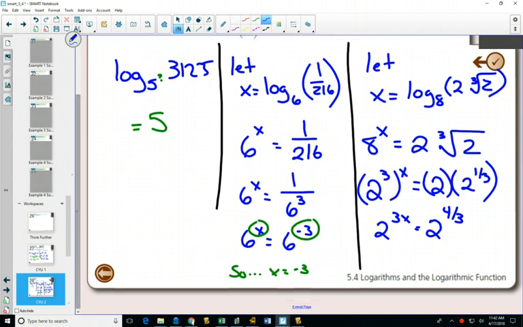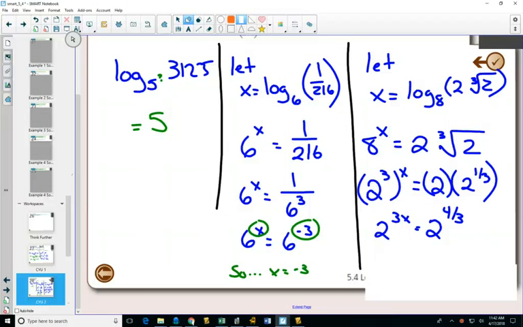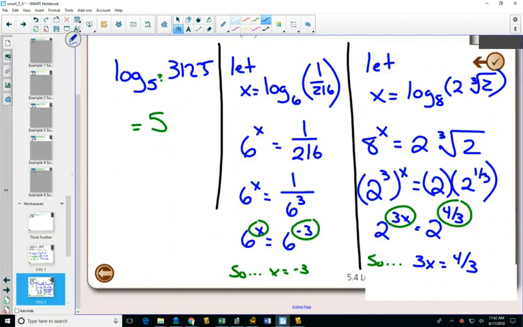And now that my bases are the same, that means my exponents have to be the same. So 3x will equal 4/3. To solve for x, I'd have to divide both sides by 3. Dividing both sides by 3 is the same as multiplying by 1/3. And so we get x is 4/9.